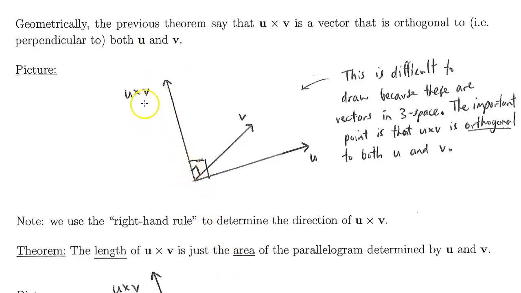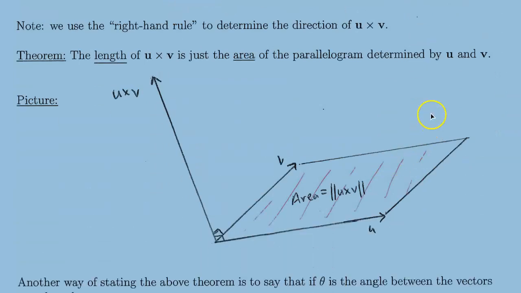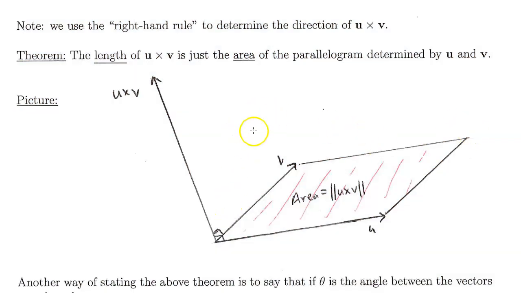The one other question we ask is that there are lots of vectors that are perpendicular to both U and V. They would all lie along this same line right here, but how long is the vector going to be? How long is U cross V going to be? Well, it turns out that the length of U cross V ends up being the area of the parallelogram determined by U and V.